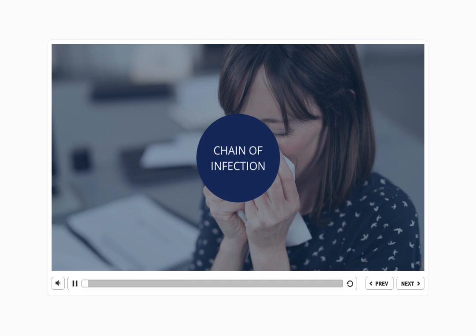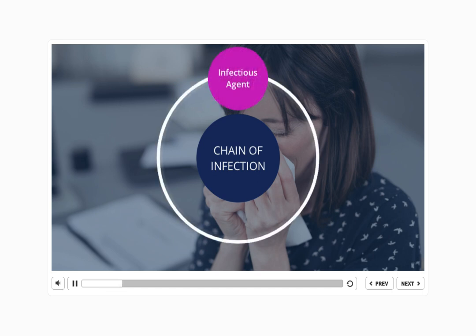The chain of infection shows how a pathogen or infective agent moves from one place to another and causes infection. If you understand this well, you will understand how to break that chain and prevent or control infection. Infectious agent could be a parasite or a microorganism such as bacteria, viruses, and fungi. These disease-causing microorganisms are also called pathogens.